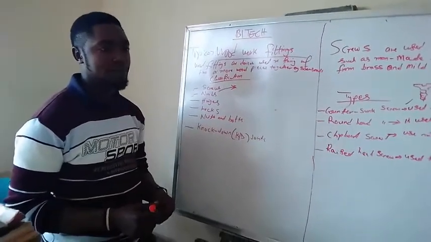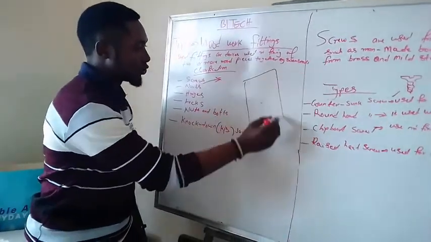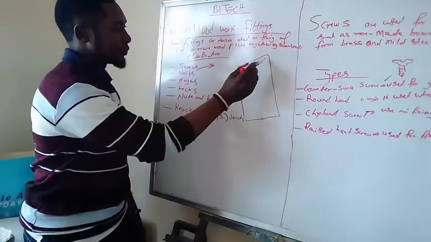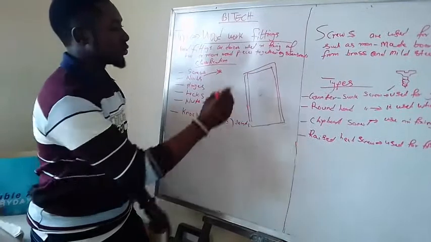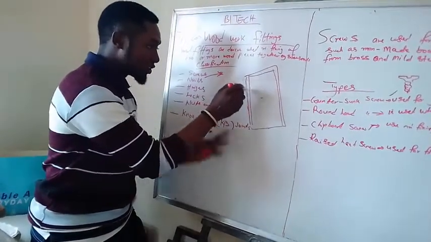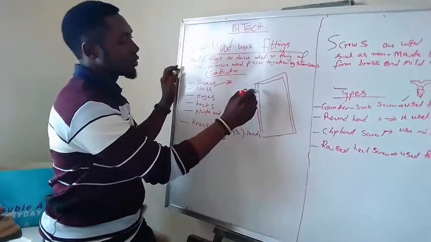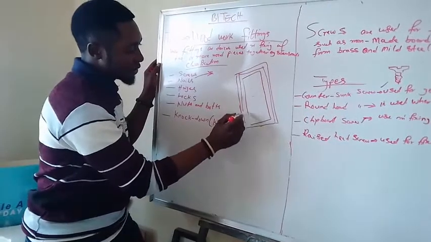I repeat, this is a process or method which is used in fixing two or more pieces of wood together. Example, if you want to fix a door, this is what we call a door frame. And you want to fix this door. Then you have the door. You want to fix the door on this door frame. This is the real door now. You want to fix it here.